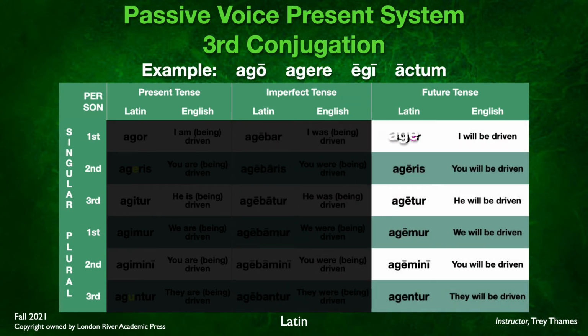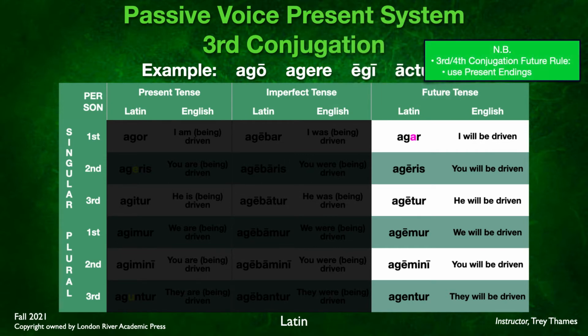If you'll remember, there we go, age. Let me put this nota bene real quick. Nota bene, remember the third and fourth conjugation future rule, which is you use the present tense endings. So we've got our or, aris, tur, mur, mini, ntur. That second principal part stem, age, comes over, and we will see that age all the way through except the first person singular. You can see there I've highlighted it pink here.